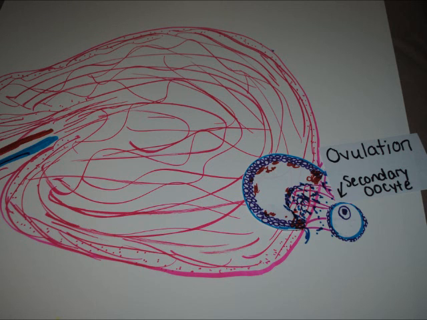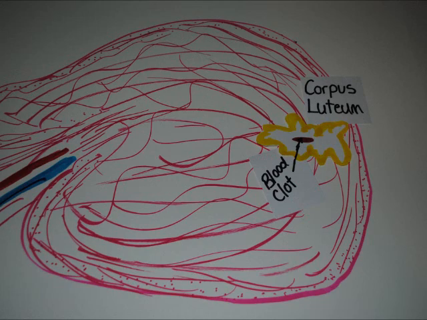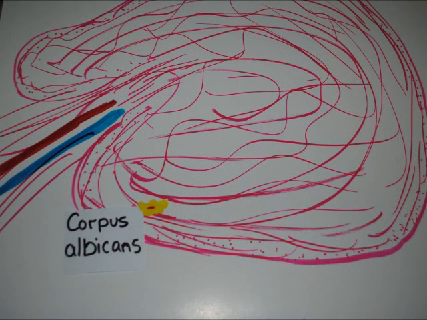What's left over is the corpus hemorrhagicum, which is actually a blood clot. That then becomes the corpus luteum and gets smaller and smaller as it degenerates, and the end result is the corpus albicans, which is like scar tissue. And there you have it, the ovaries. When that secondary oocyte is released from the ovary, it's called ovulation. And next time we'll talk about what happens after ovulation.